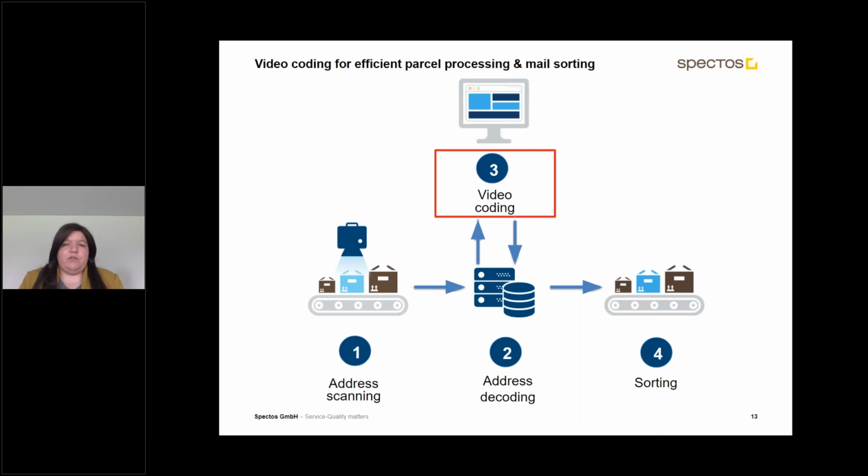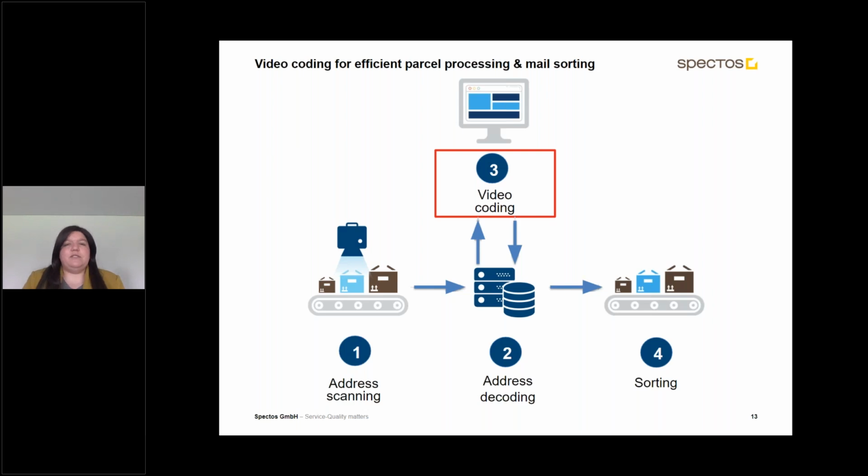Then we as Spectos connect to this solution. We can see the address on the screen, capture the address and pick the correct sorting code. And then the next image will load. We can capture the address, pick the correct sorting code, and so on. After all of these video coding tasks are done, the machine leader on the machine can put all of these letters on the machine again.